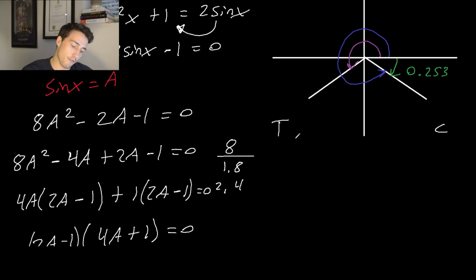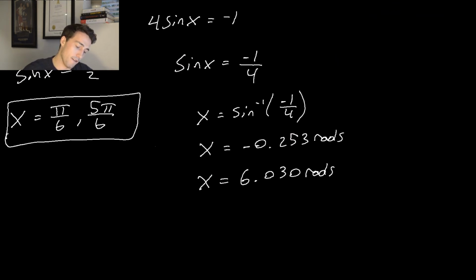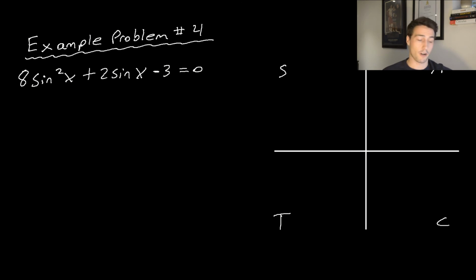And then again, I have to remember that this 0.253 is this terminal angle, so that's right here. So I have to add pi to that, because here to here is a value of pi. So I'm going to do pi plus 0.253, and then I'm going to get a value of x is equal to 3.395 rads. And these would be the two answers that satisfy sine of x is equal to negative 1 over 4.